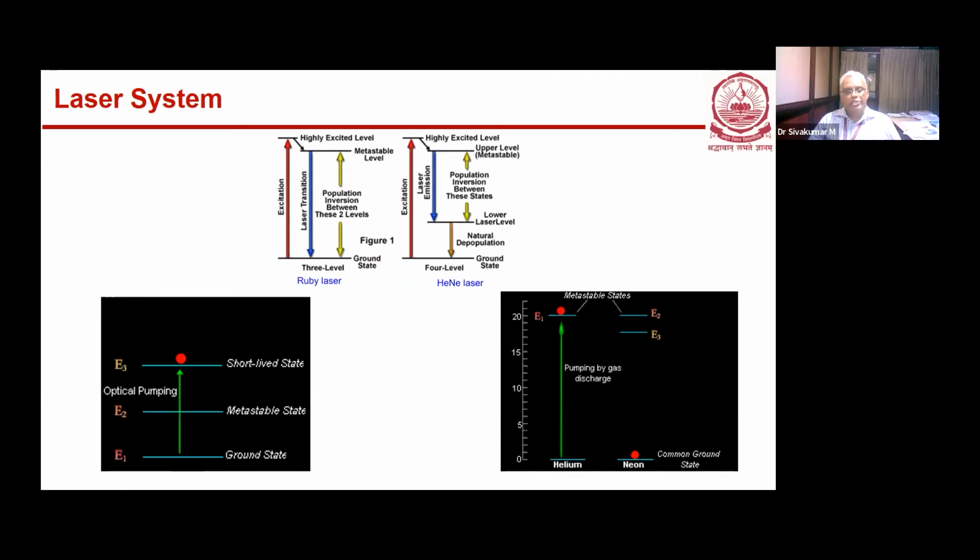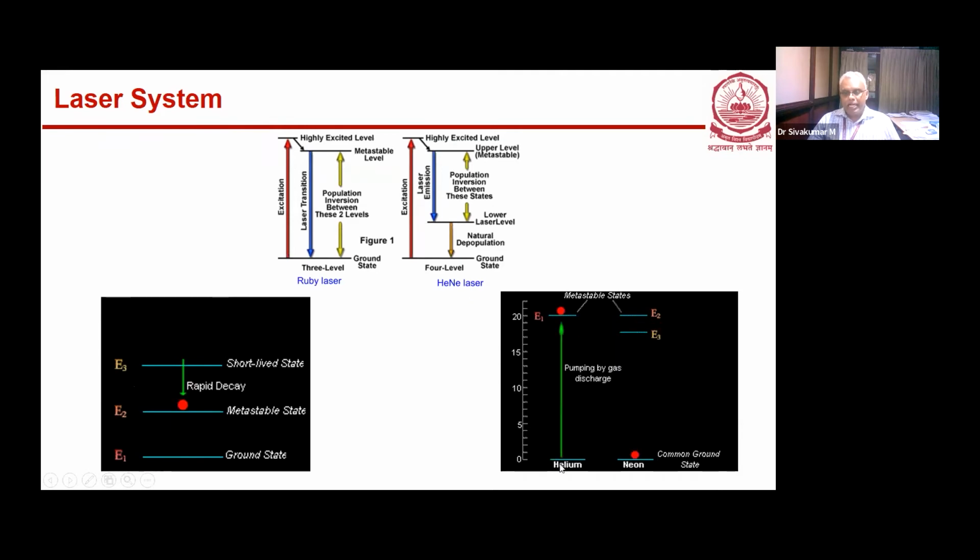Then only the population inversion can take place. So in this case, the efficiency is very less, but our Ruby laser comes under this category. But in order to avoid this, we have another system called the 4-level system. In the case of the 4-level system, an example is the helium neon laser.